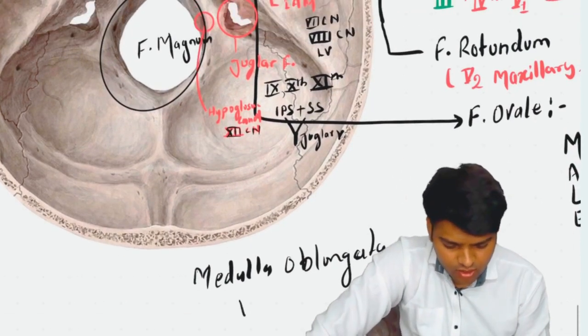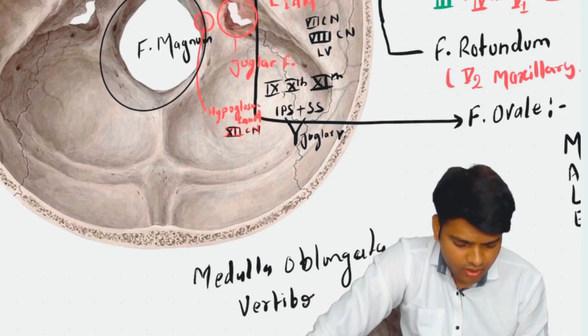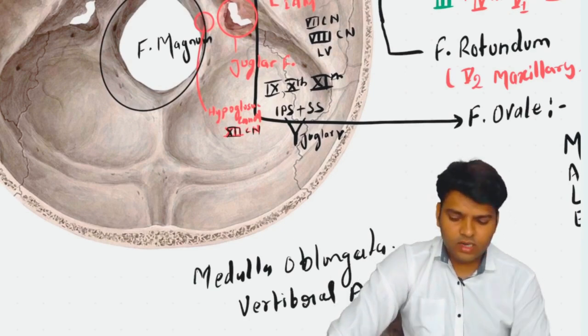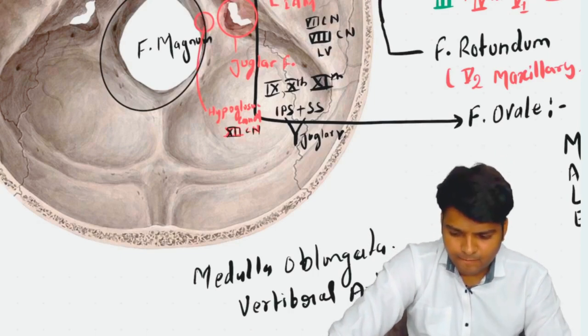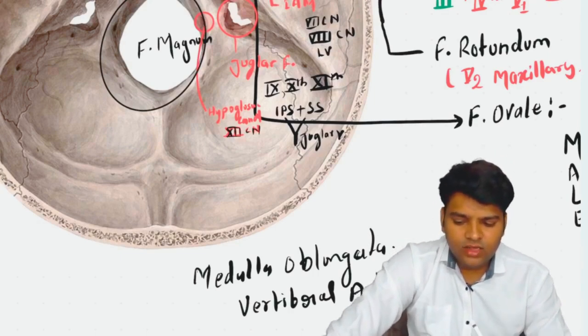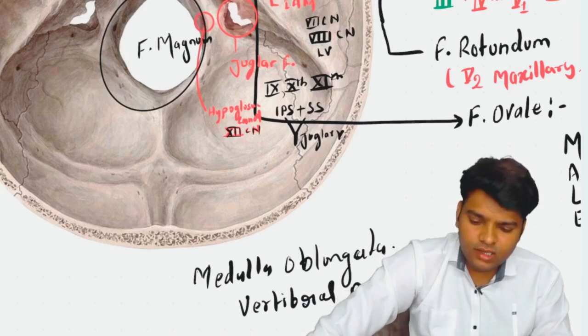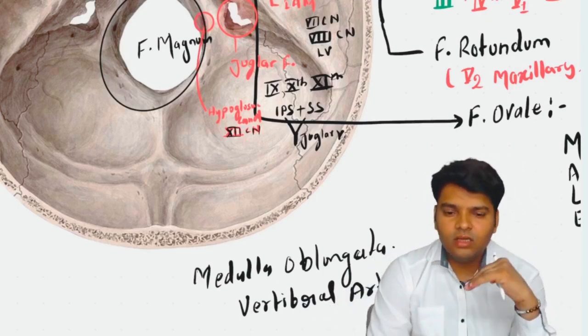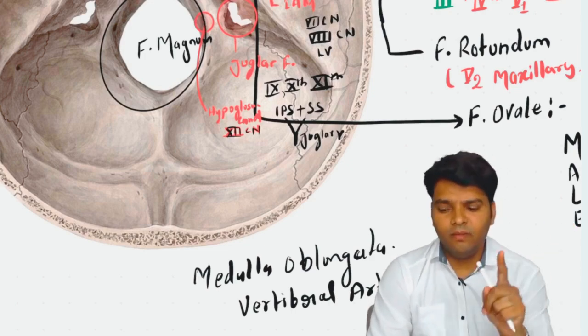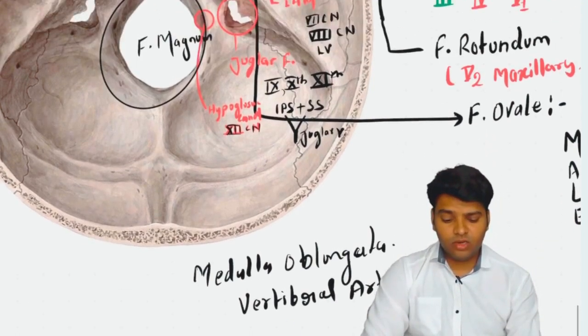So here I will also write the vertebral artery. Okay, the vertebral artery is also passing through the foramen magnum along with the medulla oblongata. Okay, the medulla oblongata with the two branches, anterior and posterior spinal artery. Again I want to tell you, the spinal cord starts from C1 and does not pass through the foramen magnum. Okay, but I want to tell you one more structure also.